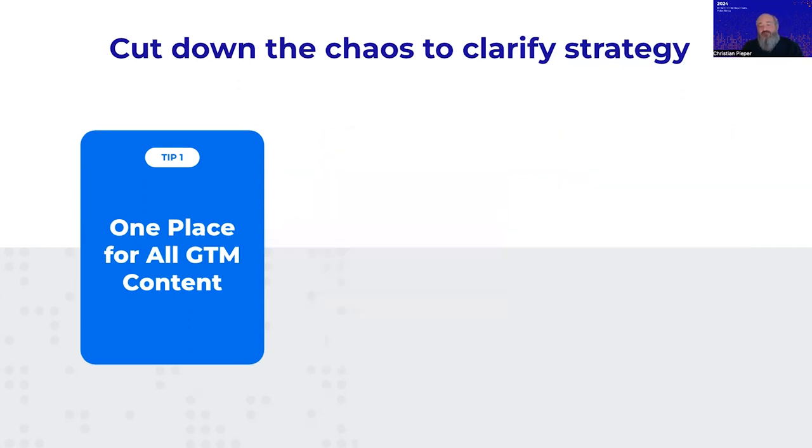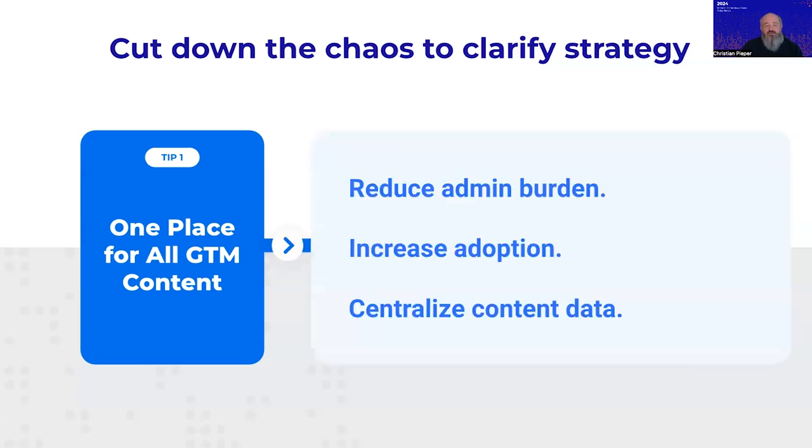So starting off, I already mentioned this, but if you don't know what's happening, then you really can't inform your content strategy using data. Most places don't know what's being shared by whom and in what ways. And that's usually because content is being housed in all kinds of places. Different solutions may be on the seller's hard drive. Ultimately, you want to bring all of your content into one place to reduce admin burden, increase your adoption, and centralize that data. This is really critical.